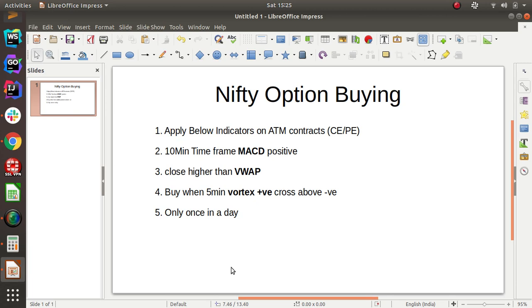Okay. And then Vortex. The buy needs to be initiated only when the Vortex positive crosses above the negative. That's when we are going to buy, and this strategy can be applied only once in a day, which will give good results.